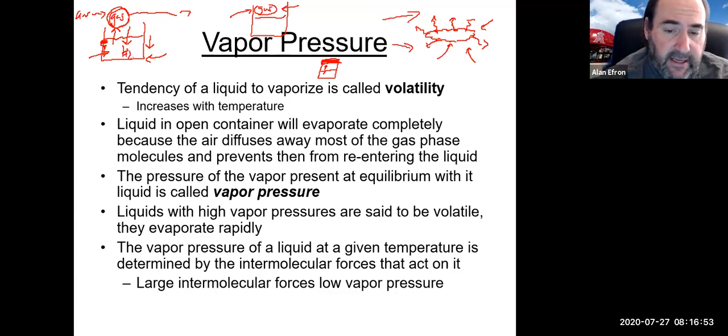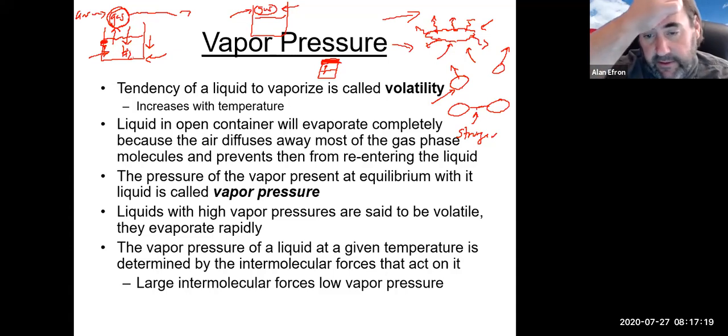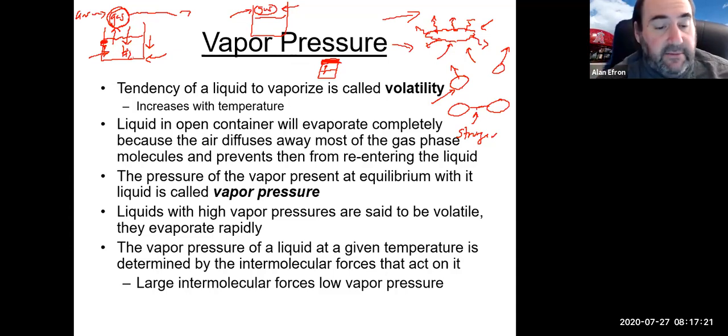The idea behind that is the stronger the intermolecular force, say between this molecule and this molecule, the longer these two are going to stay together. And remember, in order to get into the gas phase, they need to break apart from each other. So the stronger it is here to keep them together, the lower the vapor pressure will be, because you will have fewer gas molecules being produced. Fewer gas molecules means less pressure. Less pressure means less vapor pressure above that liquid.